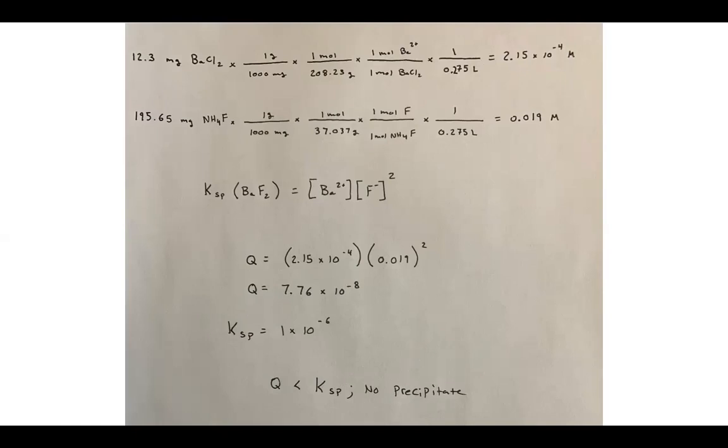In order for precipitate to form, we'd have to add more barium chloride or more ammonium fluoride to some degree so that our Q is greater than our KSP, right? Precipitate will only form when our Q is greater than that KSP value, okay? And again, we could do that by adding barium chloride and only that, by adding ammonium fluoride and only that, or by adding a combination of both.